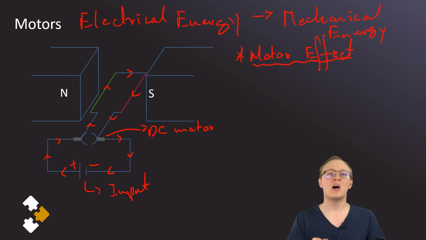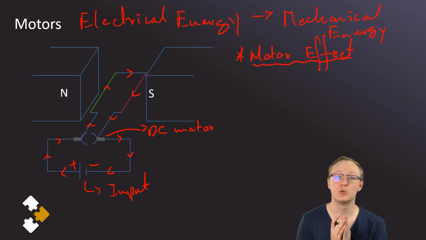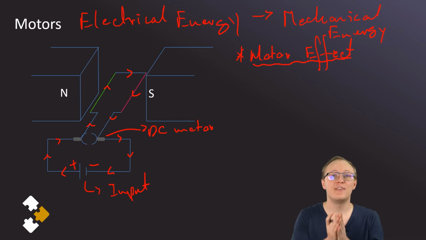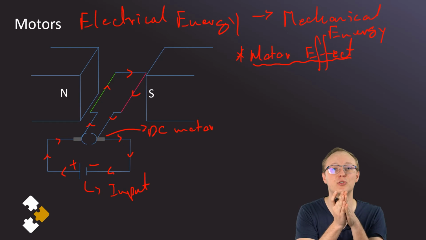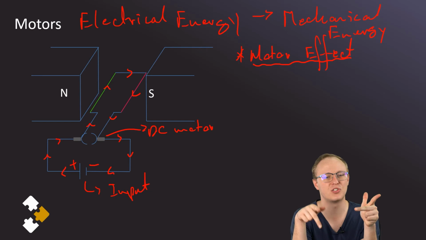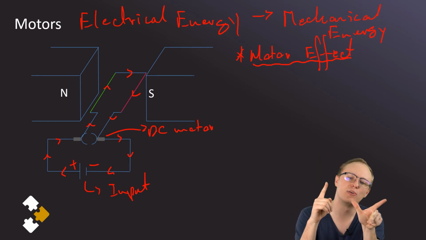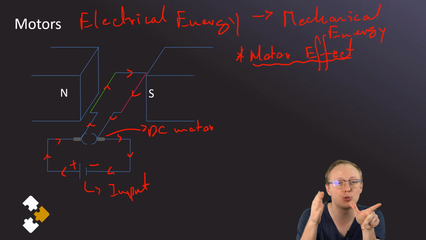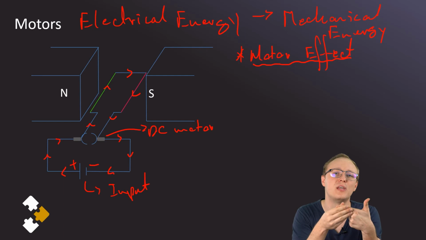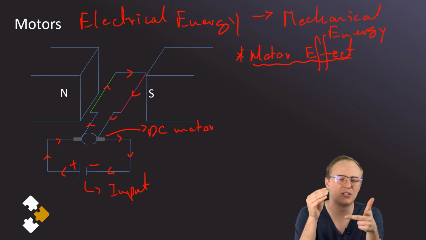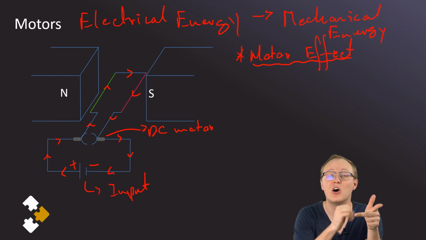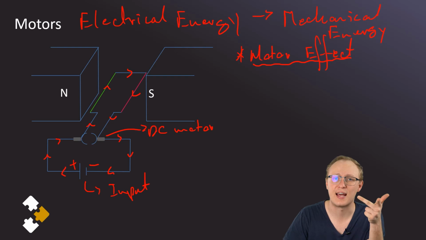In the same way that we had a rule for the generator, we have a rule for the motor, and that's the left-hand motor rule. What's fantastic about it is it's basically the same thing, it's just your left hand. The thumb is still the force or the thrust, your index finger is still the magnetic field, and your middle finger is still the current. The only difference is now you use your left hand.